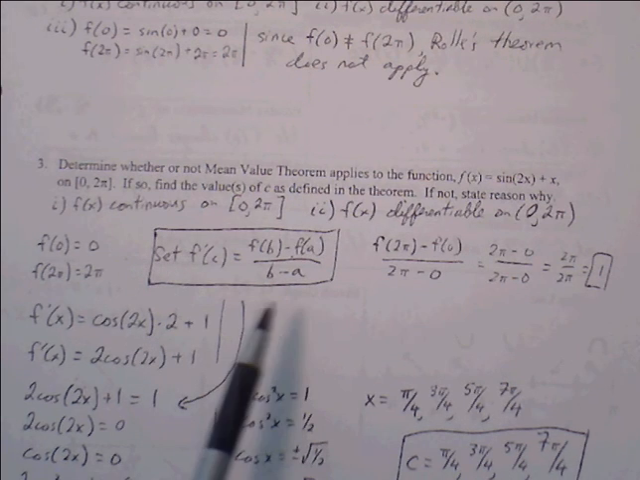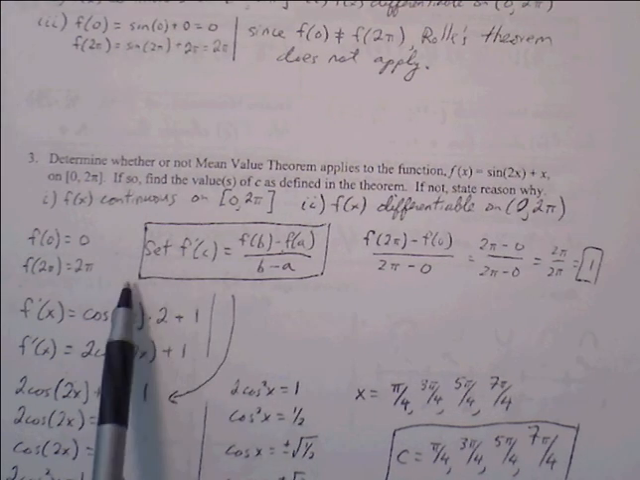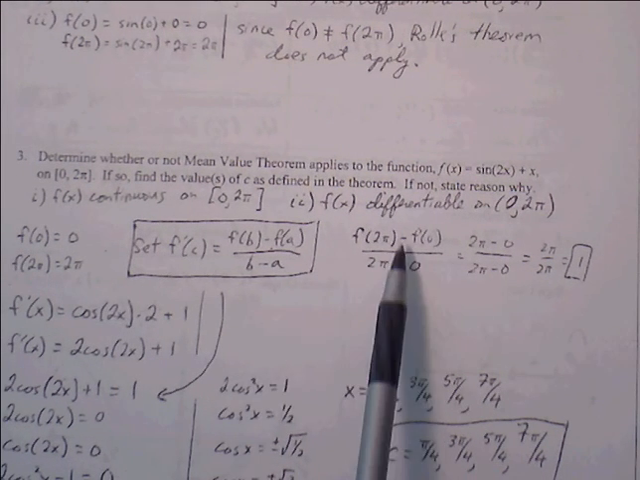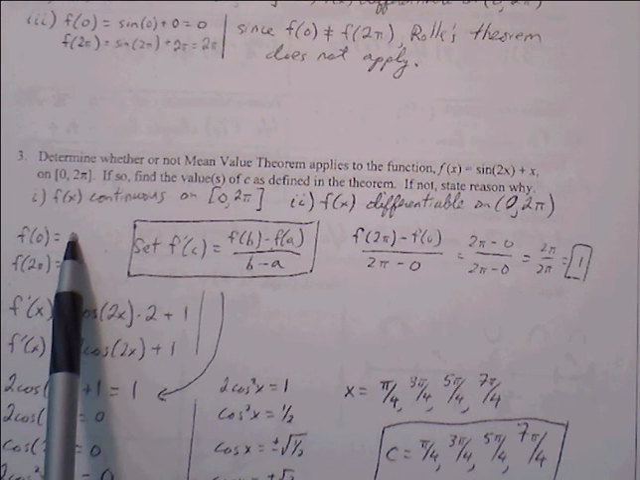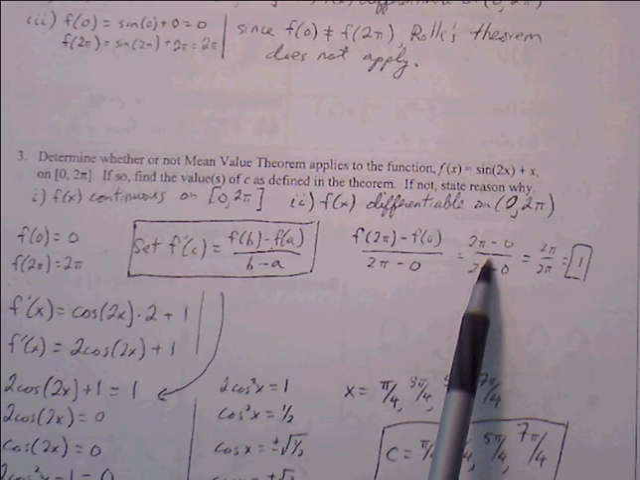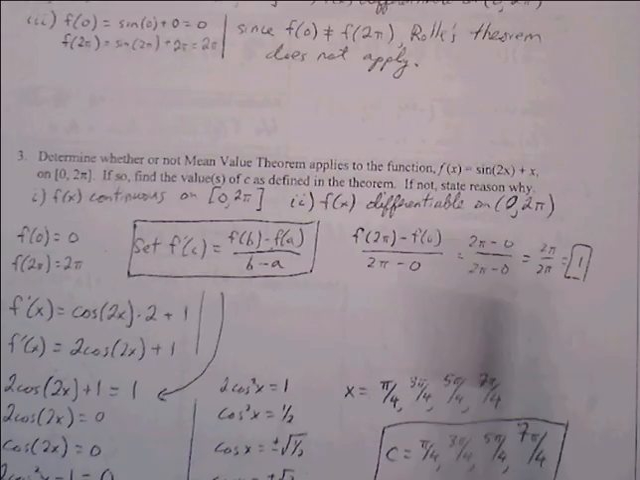So we need to first find the secant line slope. To find the slope of the secant line, we do change in y over change in x. So 2 pi minus 0 over 2 pi minus 0. That gives us 2 pi over 2 pi, which is 1. So we're trying to guarantee a slope of 1 somewhere on the curve.